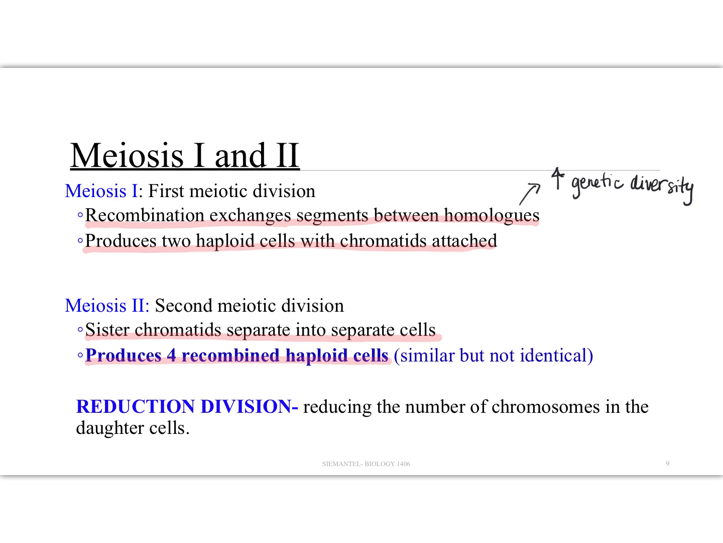So 4 cells that have some genes that have switched genetic identity with each other, and all of the cells will only have half the total number of chromosomes. So the genetics will be similar, but not identical. Think back to your siblings. Even if you share your mom and dad with all of your siblings, you don't look exactly like each other, and you don't look exactly like your parents. You'll have similarities, but you're not identical. We sometimes refer to meiosis as reduction division, where we're reducing the number of chromosomes in the daughter cells. Remember, it's always about getting to that half number.